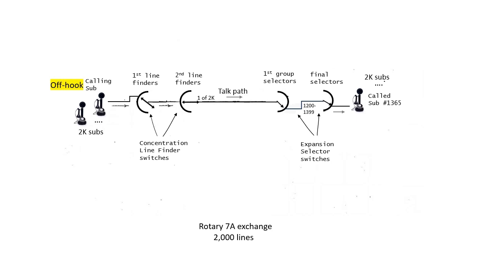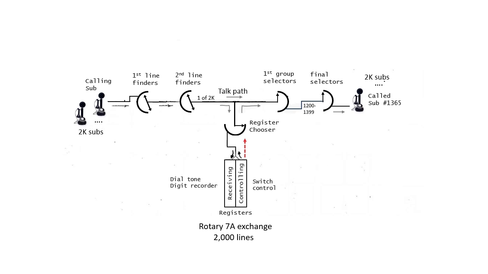Next, the called line is tested to see if busy or idle. If idle, a ringing cycle starts. If the caller answers, the talking path is finalized, and the conversation starts. It takes a mountain of equipment for all this to happen. Let's add more detail and see the register, the brains behind call control.